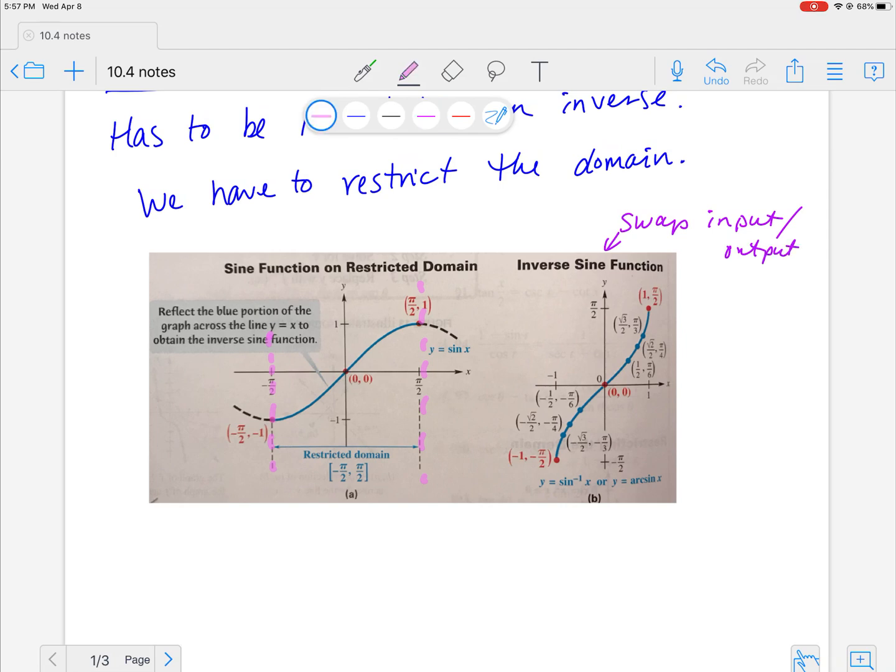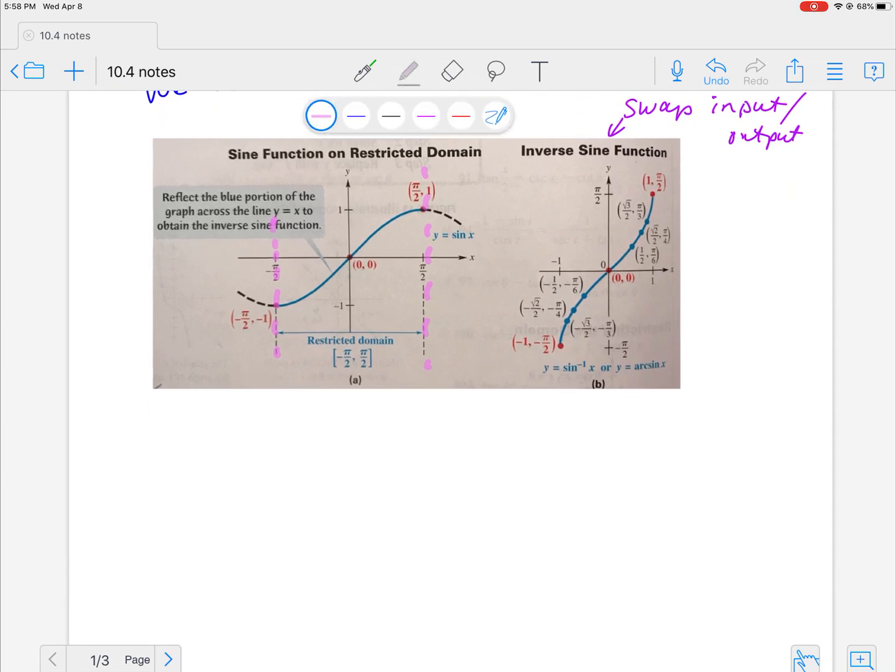So if I restrict my domain of my actual sine function, remember your inverse swaps out input and output. So if I'm going to swap out my input and my output here, now 0, 0 is obvious, it's still 0, 0 because input, output. But this point of negative pi over 2, negative 1 becomes negative 1, negative pi over 2. Do you see that? I'm swapping out that input and output. So if I have my restricted domain, now my range is going to be restricted from negative pi over 2 to pi over 2. All right? So that's what we're talking about.